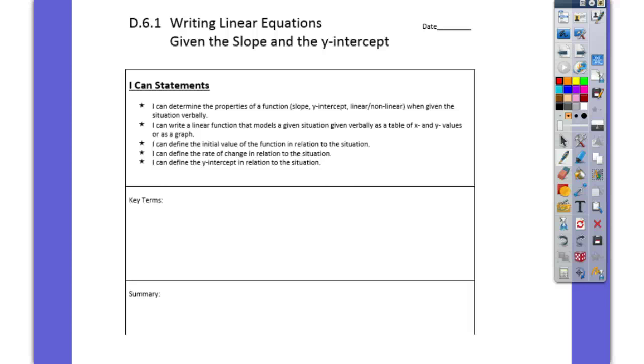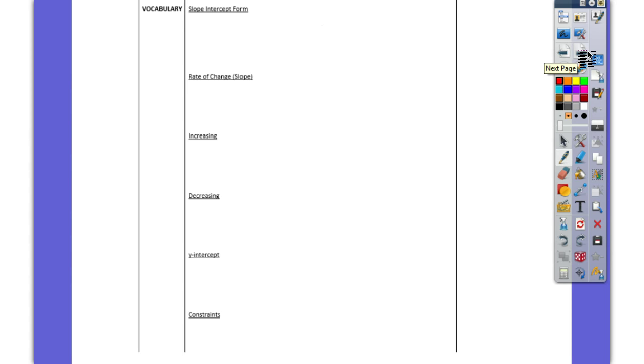6.1, it's working. 6.1, writing linear equations. We'll see if it works the whole time now. All right, this is a very simple assignment today, starting out the new Unit 6. A lot of this should be recall for you.